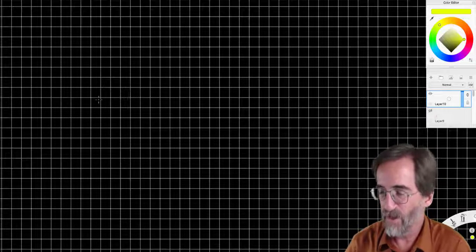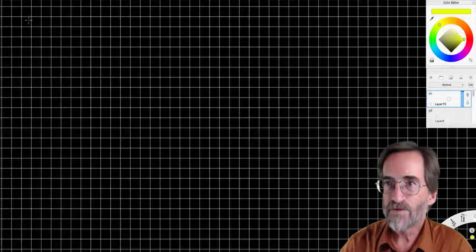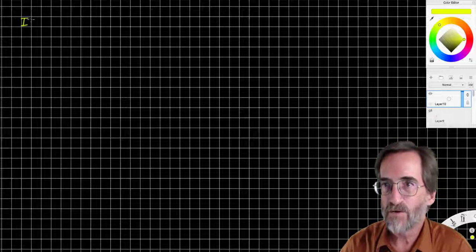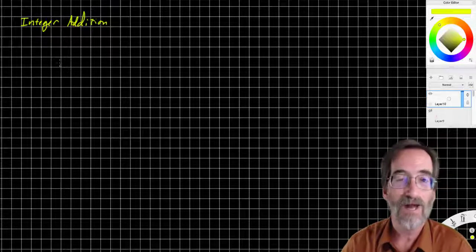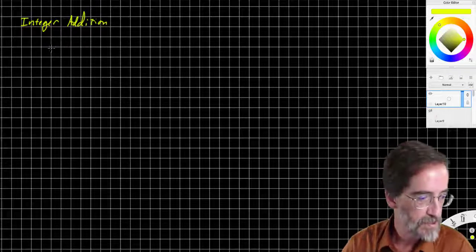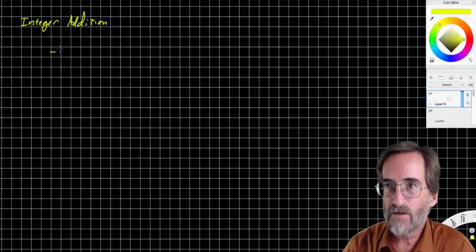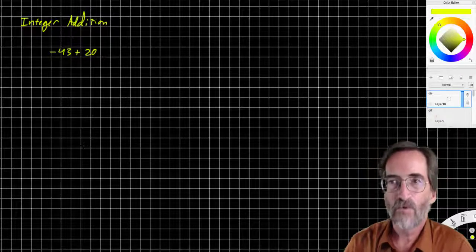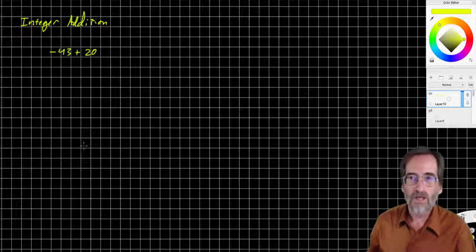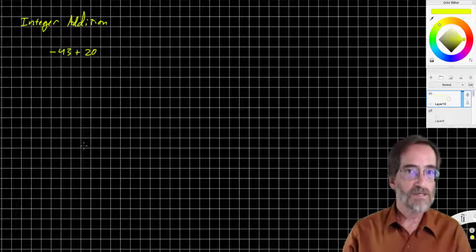in this lesson. So the first concept we want to look at is something called integer addition, which also includes integer subtraction, because subtracting is just adding a negative. So here's an example here. Let's take negative 43 plus 20. So negative implies a takeaway, right?